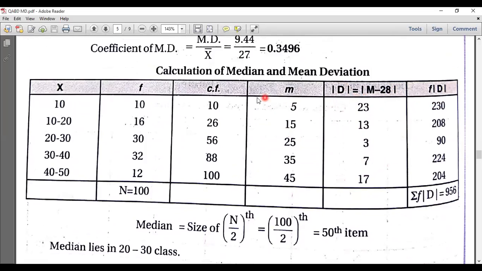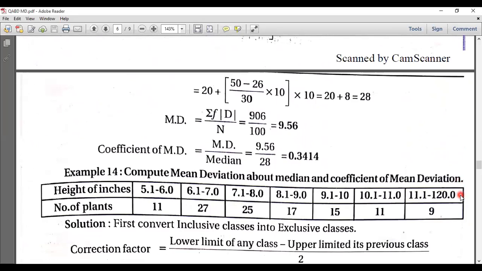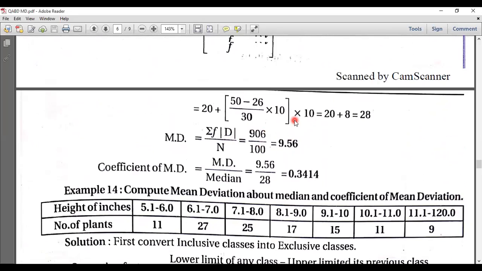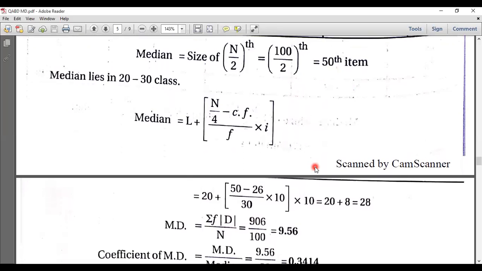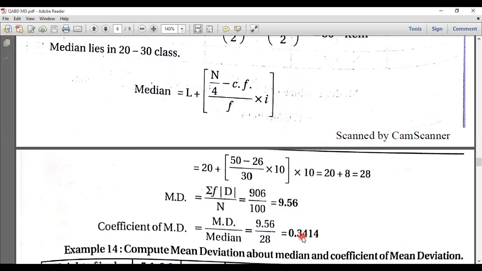Then multiply the modulus of d with the frequency. We'll get 230 here. So the total is 956, the summation of f mod d. Take 956 divided by n, which is 100, and we'll get the mean deviation as 9.56. Then find out the coefficient of mean deviation. Coefficient of mean deviation is equal to mean deviation divided by median. Median we got 28, mean deviation 9.56, so we get the coefficient of mean deviation.